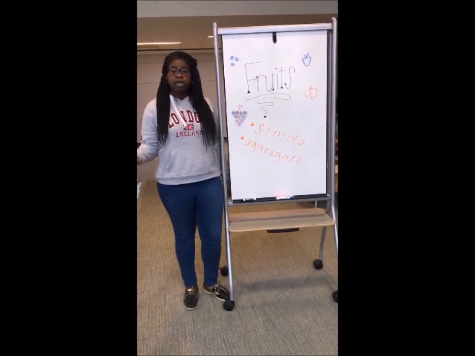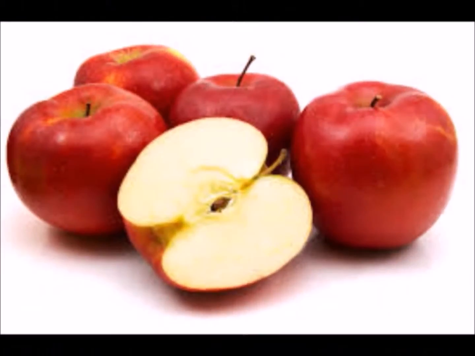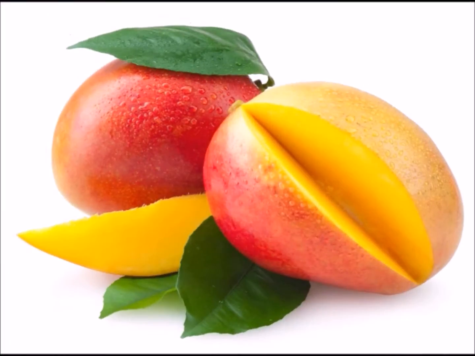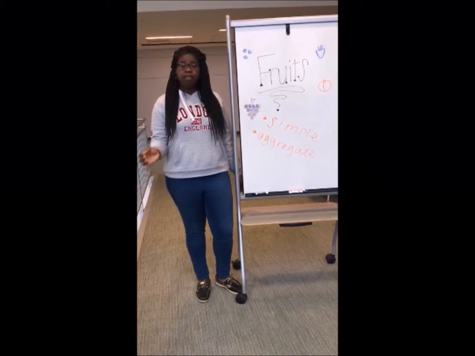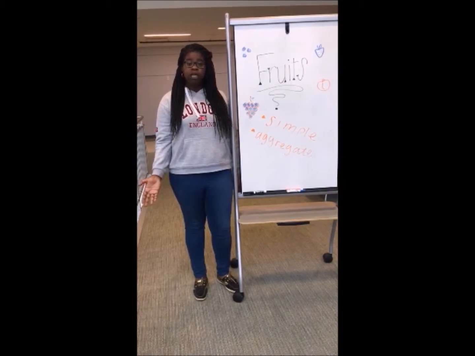Some examples of simple fruits would be plums, apples, or a fruit like a mango. Peaches have a thick, fleshy pericarp. An example of an aggregate fruit would be something like a raspberry.